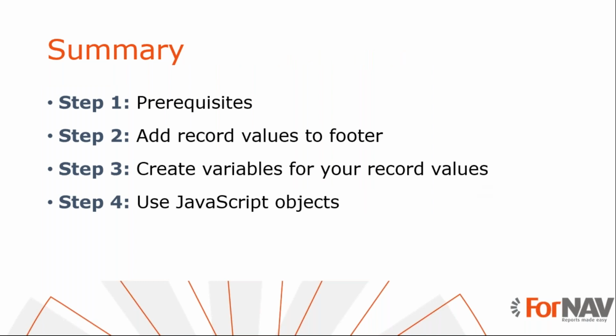So let's recap what we just did. The first thing we did was add data item values to a report footer. We noticed that this works well for header line reports, but it won't work for things like lists. By using JavaScript variables, we were able to copy data item values and add them to the footer. We also saw that we could calculate totals this way. Finally, we used a JavaScript array and an object to use multiple records and fields.